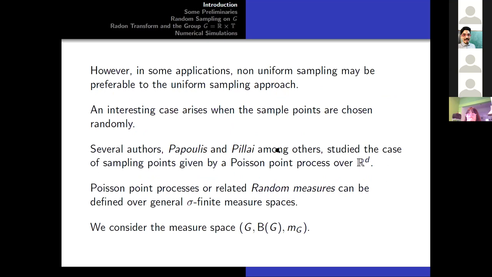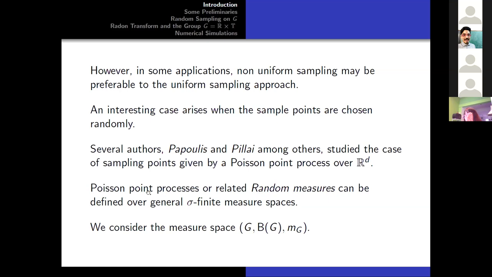Sin embargo, en muchas aplicaciones el muestreo uniforme no es el más adecuado, y entonces es interesante estudiar un muestreo en donde los puntos son elegidos de manera aleatoria. Esto fue estudiado por varios autores, entre ellos Papoulis y Pillay, que estudiaron el caso en el que el muestreo de los puntos se realiza a partir de un proceso de Poisson.